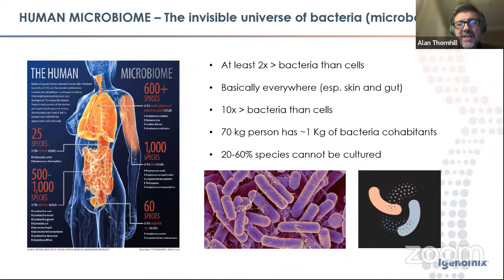A 70 kilogram person has about a kilogram of bacterial cohabitants. So that's interesting to think about, isn't it? A big chunk of bacteria in you. And this is quite interesting because it does relate to our test. About 20 to 60% of the species that are present within humans can't be cultured. And what I mean by cultured is grown in a little dish so that you can say, that's there. And why that's important is if you use a culture method, which is what quite a lot of tests are, that means you're going to miss 20 to 60% of the information that's available.